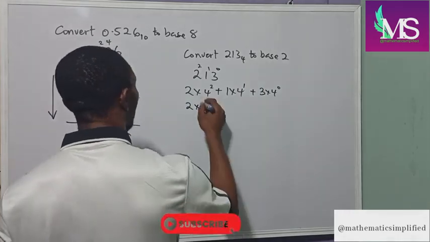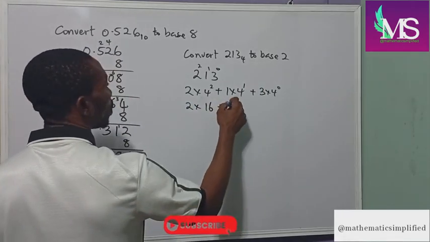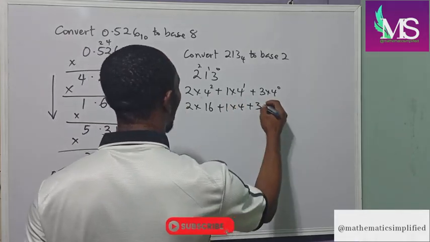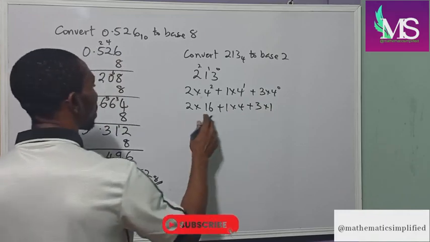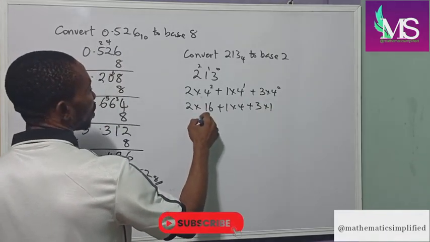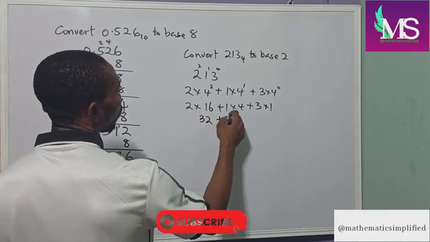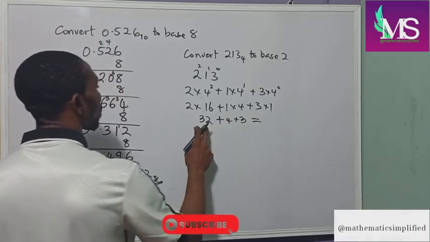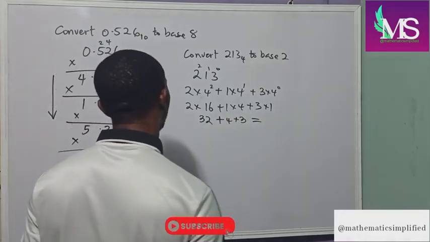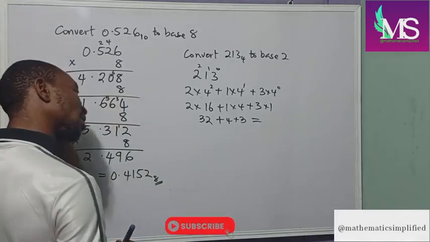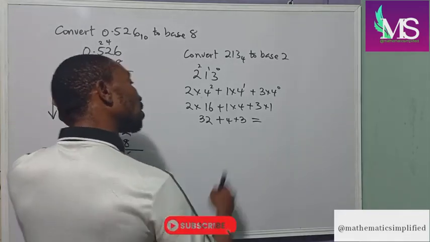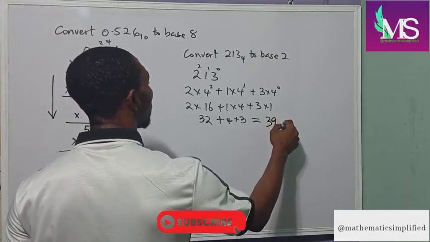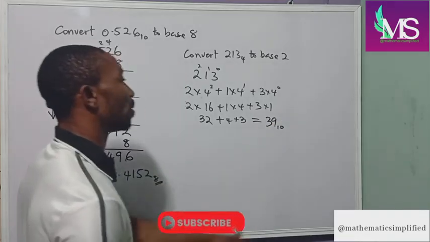4 times 4 is 16, plus 1 times 4, plus 3. Anything raised to power 0 is 1, times 1. 16 times 2 will give us 32, plus 4, plus 3, which will give us 39. So we have this as 39 base 10.